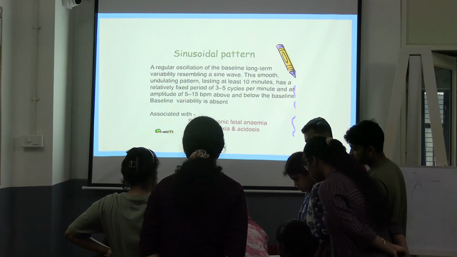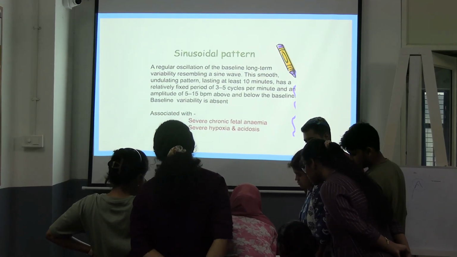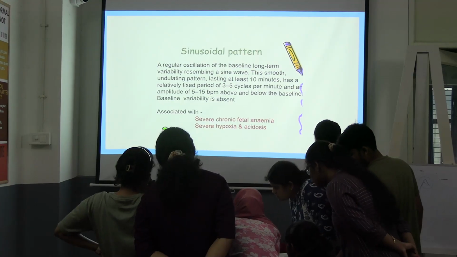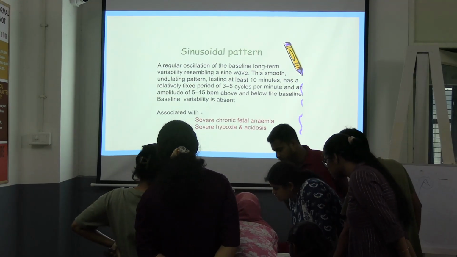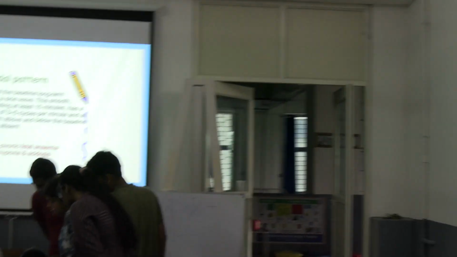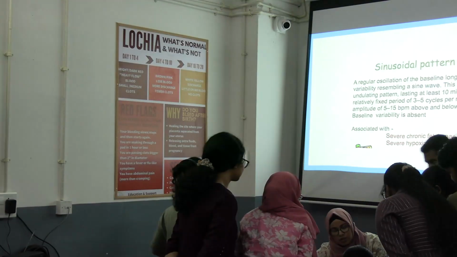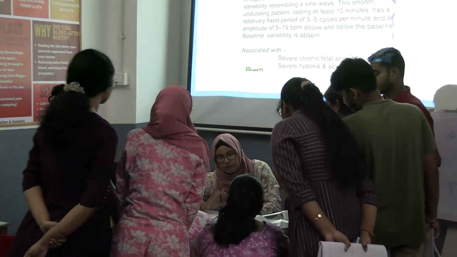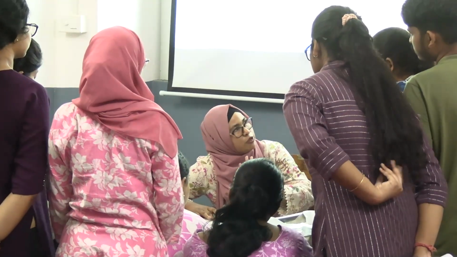So as a whole, this graph has a baseline. What is the baseline heart rate? You draw an imaginary line passing through most of the fetal heart rate. This one, this one, this one. It is passing over there, approximately 120 to 130. So this is a normal fetal heart rate, falling in the normal range. What is the normal range? 110 to 160.